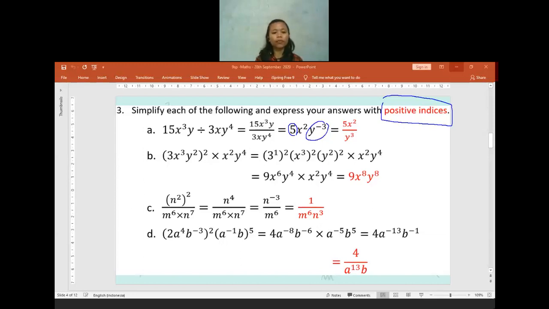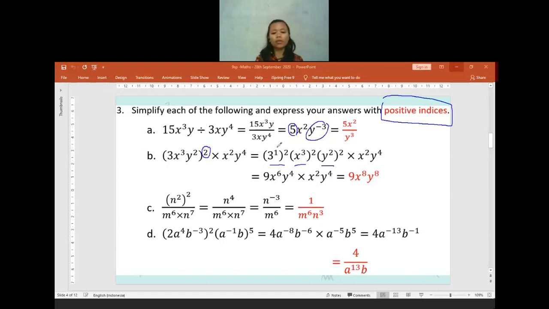We have (3x to the power of 3, y to the power of 2) to the power of 2, times x to the power of 2, y to the power of 4. As I told you, everything inside the bracket will get the power. Inside the bracket there is the number 3. If it is only 3, we can make it 3 to the power of 1. And then there is x to the power of 3 and y to the power of 2. Everything will get the power of 2.